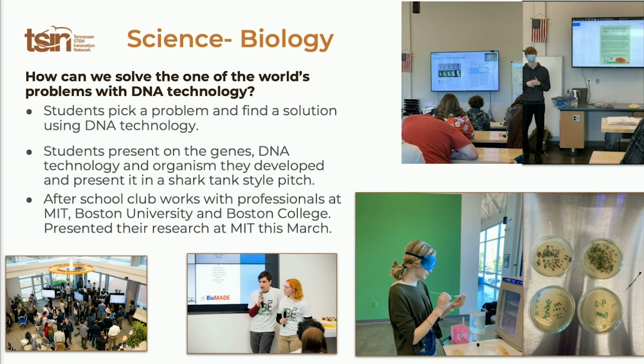This is another one that I do. I do a smaller scale one in my classroom where they have to pick one of the world's problems and solve it with a GMO. So they have to pick the genes, the DNA technology, and the organism that they're going to put it into. And here we have a picture of a student, Michael Sheets from Boston College, Skyping with my students, giving them feedback on their projects before they presented them. We also do an after-school club of this that does them to a much higher level.